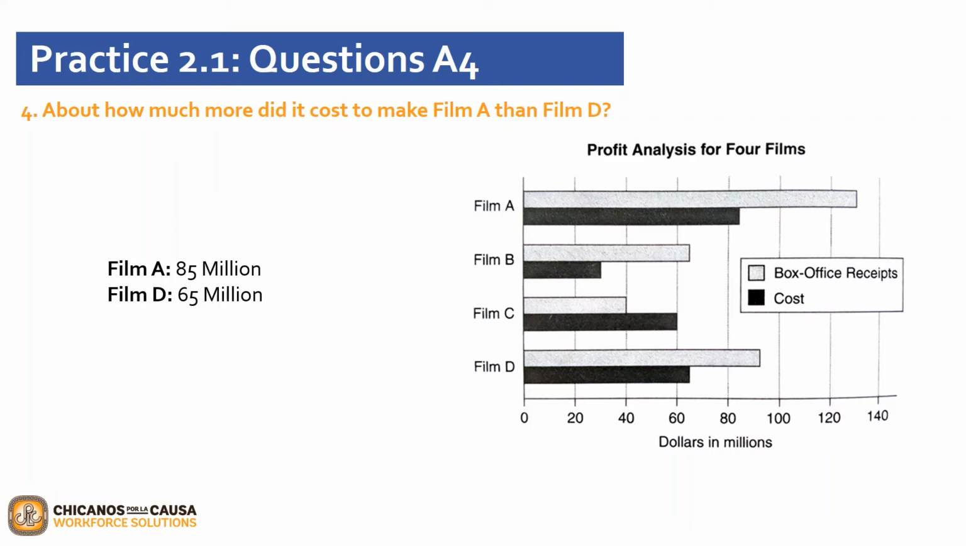Because this is a subtraction problem and it's asking us how much more A cost than D, we're going to subtract D from A. So if we subtract 65 million from 85 million, that gives us a final answer of $20 million. Therefore, it cost $20 million more to make film A than it did to make film D.